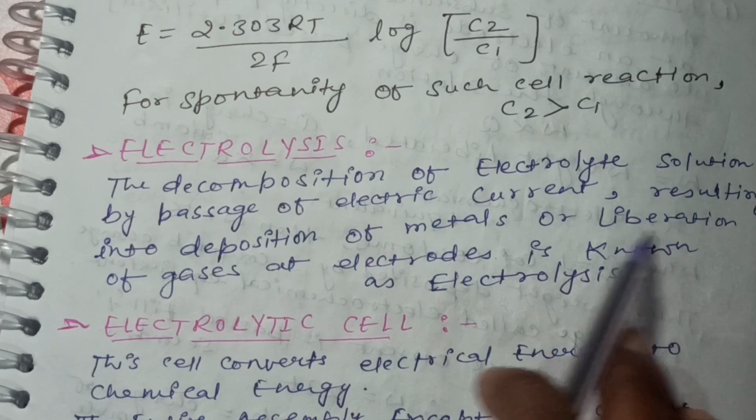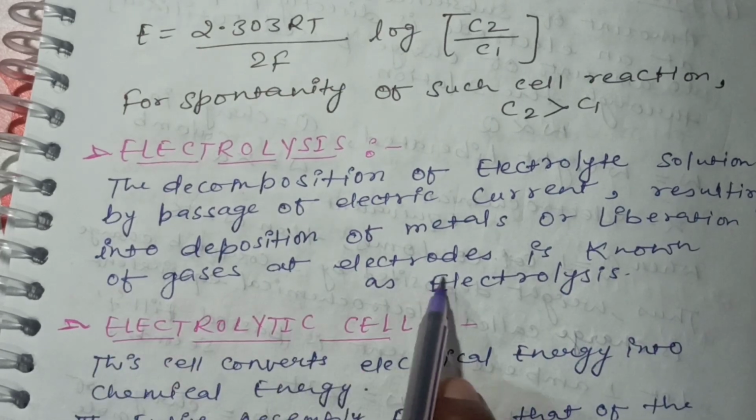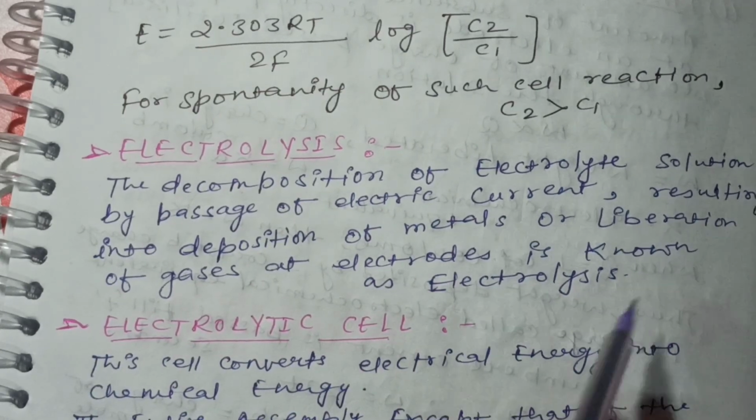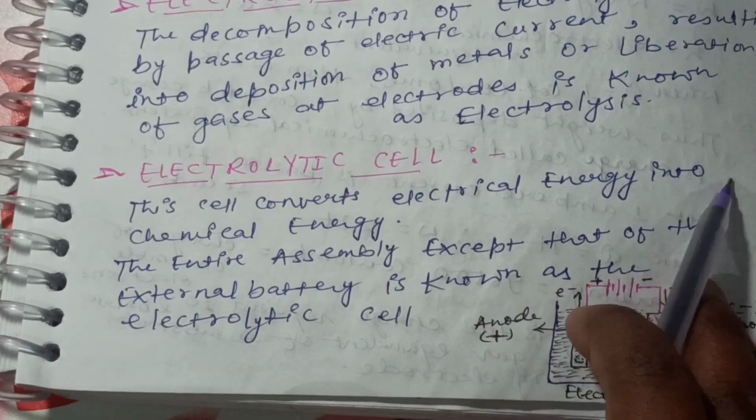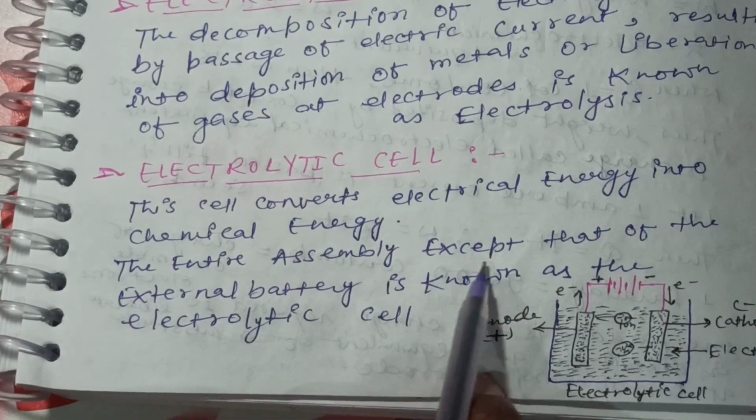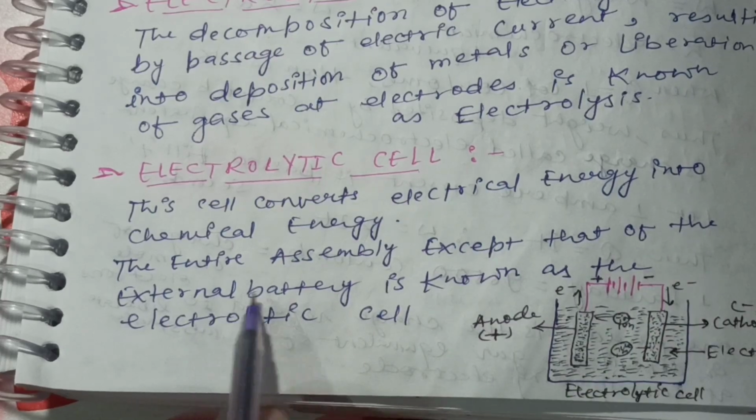Electrolysis: the decomposition of electrolyte solutions by passage of electric current, resulting in deposition of metals or liberation of gases at electrodes, is known as electrolysis. Electrolytic cell: this cell converts electrical energy into chemical energy. The entire assembly except the external battery is known as the electrolytic cell. Anode positive, cathode negative in an electrolytic cell.